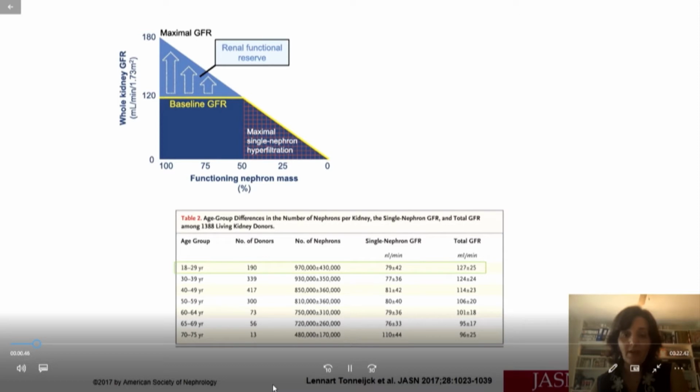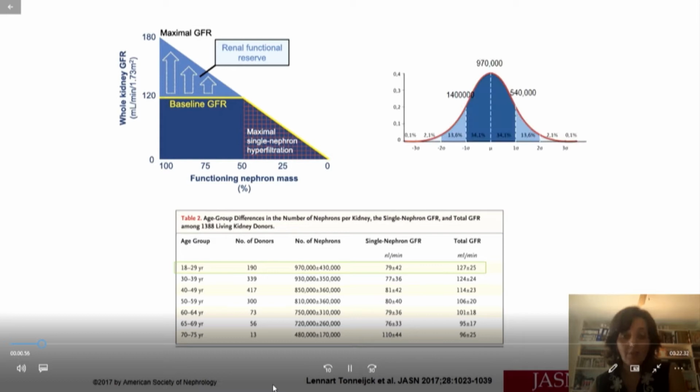Just a reminder, half of the population has 1 million nephrons in each kidney, or even more, but the other half has less than 1 million, and 14% of the population have less than 500,000 nephrons, so they are hyperfiltrating even without a high demand situation.